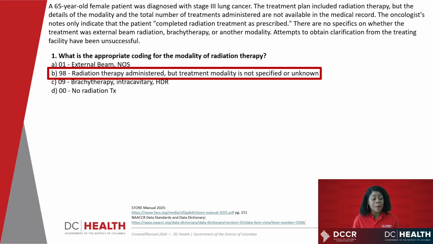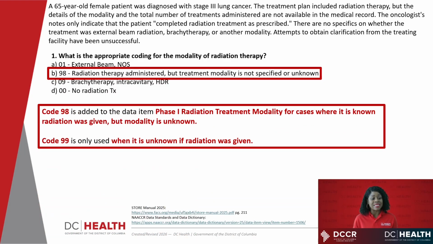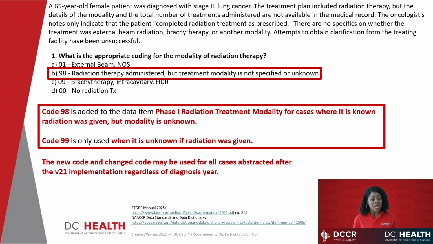The correct answer is B, 98. Radiation therapy administered, but treatment modality is not specified or unknown. Code 98 is added to the data item Phase 1 Radiation Treatment Modality for cases where it is known radiation was given, but modality is unknown. And code 99 is only used when it is unknown if radiation was given. The new code and changed code may be used for all cases abstracted after the version 21 implementation, regardless of diagnosis year.